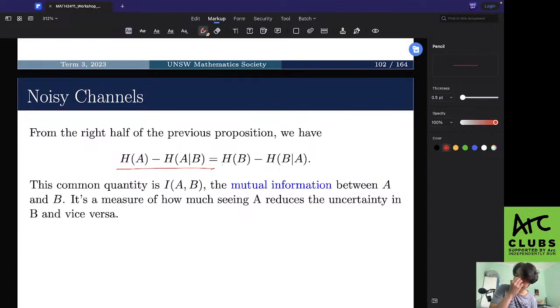And what it calculates is the value of how much seeing the input would reduce the uncertainty in seeing B, and vice versa, right? So you can see that this formula might be the entropy of the output minus the entropy of the output given that we know what the input is. Essentially, it measures how much seeing A reduces how uncertain B would be.